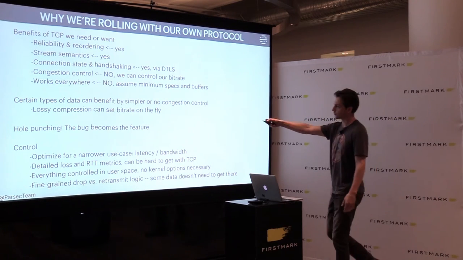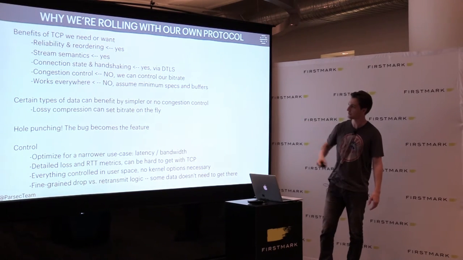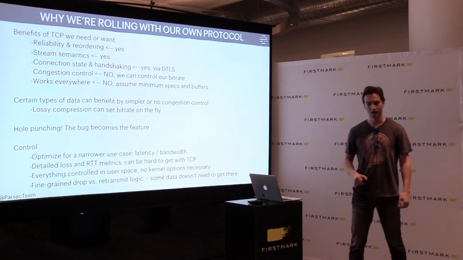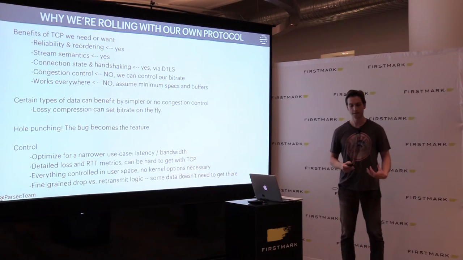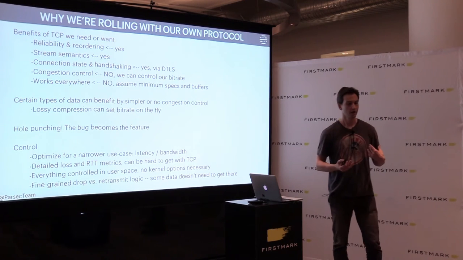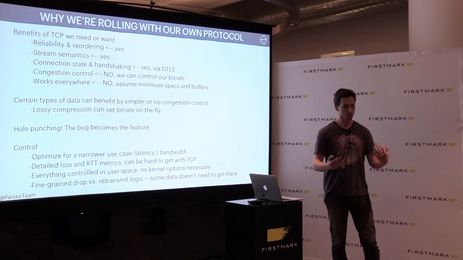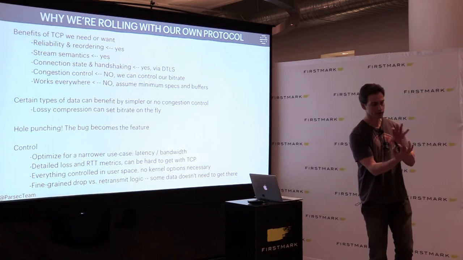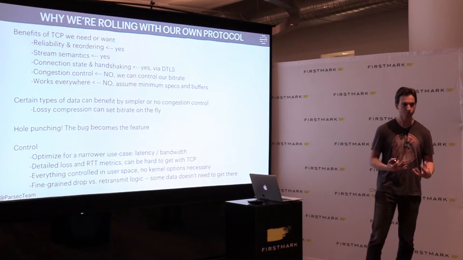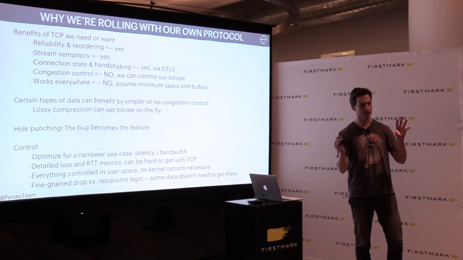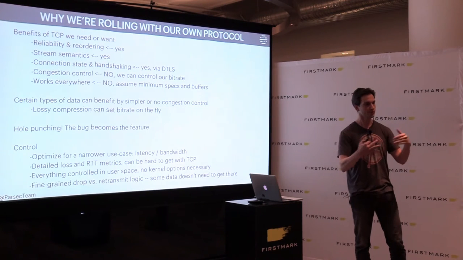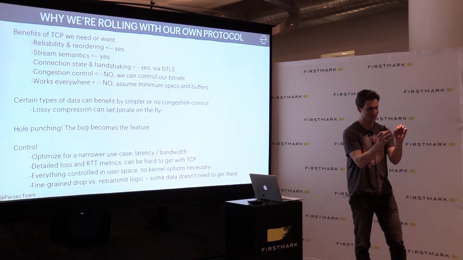Now, hole punching, I have to talk about this for a second because this is one of the coolest things I think I've ever discovered in my life. Not just in technology, but this is like the original bug that became a feature. This is a UDP-only feature. Since UDP is stateless, when you send out a UDP packet and you're behind a firewall or a NAT, the NAT assumes that you might want to receive one back from wherever you're sending it to. So it creates a little mapping there for you to receive data back from wherever you just sent that packet to.